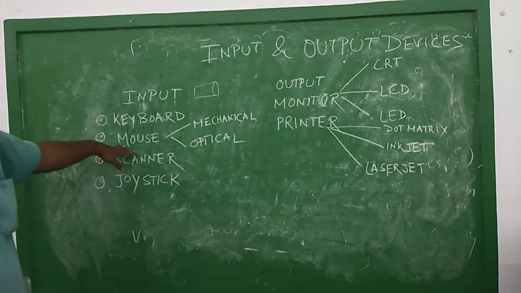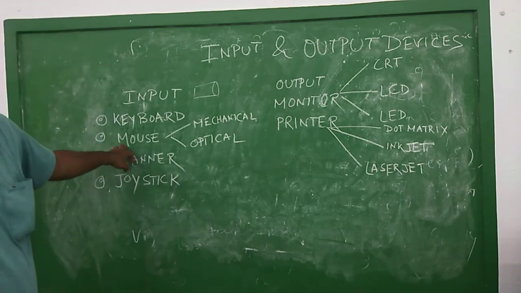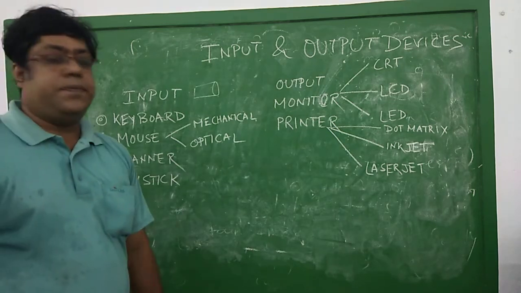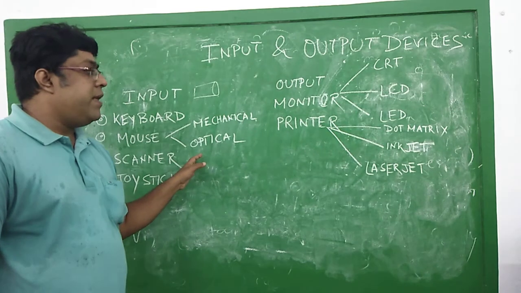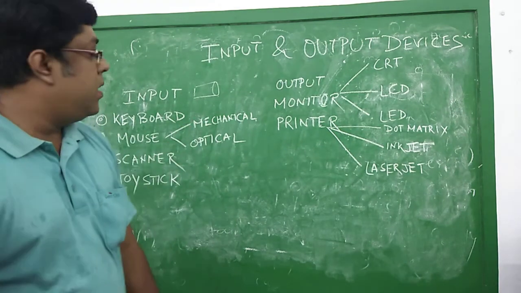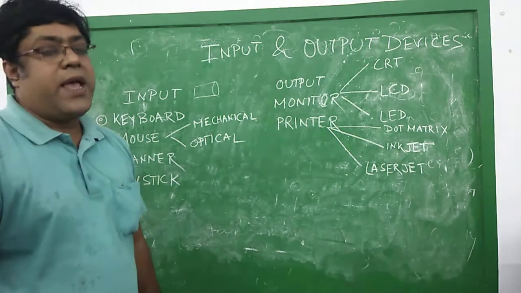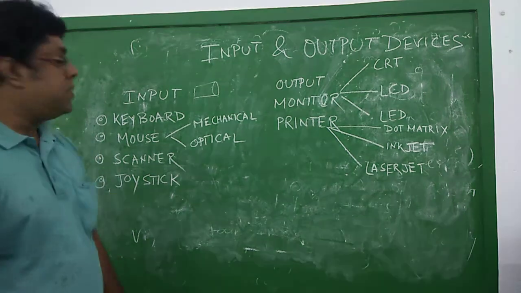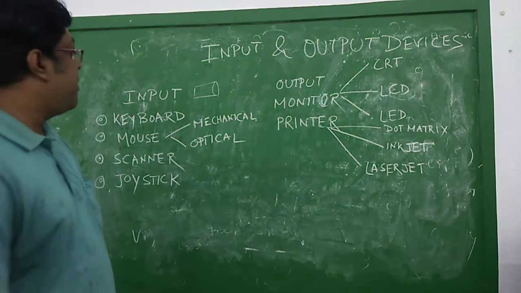Next, another important input device is mouse. It is a pointing device. We can classify our mouse into basically two different categories. One is mechanical mouse, another is the optical mouse. The mouse has three different buttons: one left, another right, another is the middle scroll button.